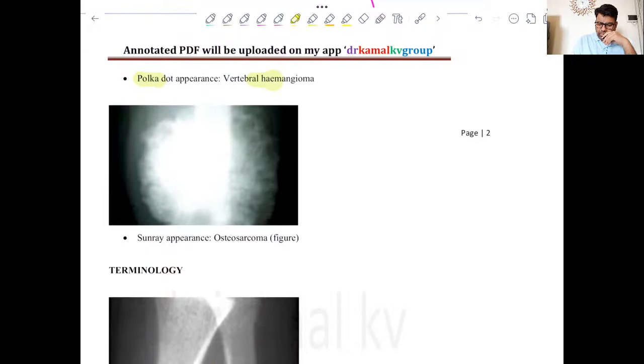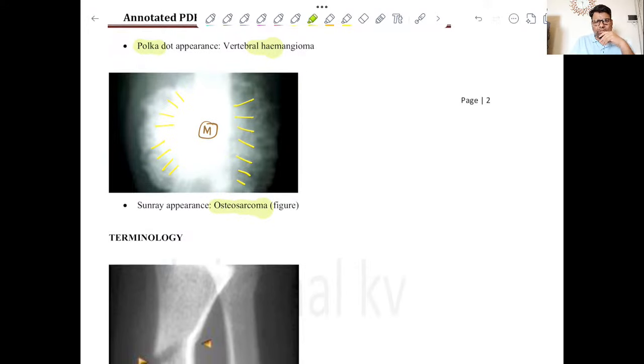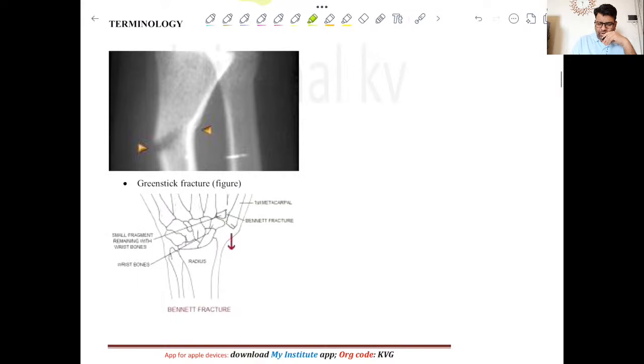Then sunray, yes, this is very characteristic for osteosarcoma, right? So again you can see that the tumor is within the metaphysis. So this is a metaphyseal tumor, and sunray appearance, this is osteosarcoma, and this is actually calcification along the blood vessels. Clear? Then some terminology.